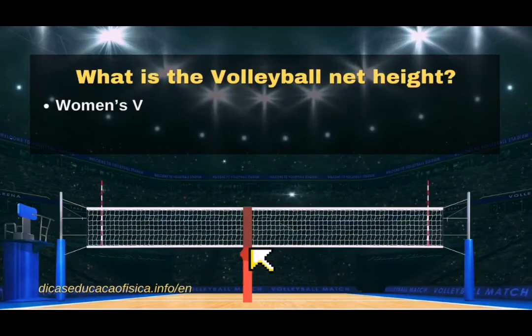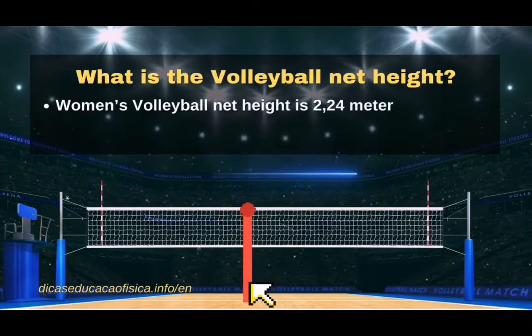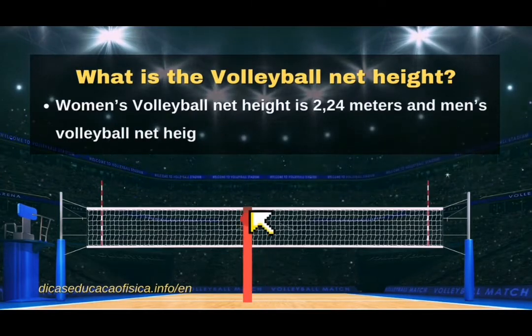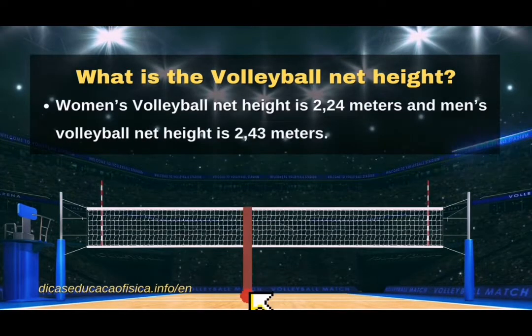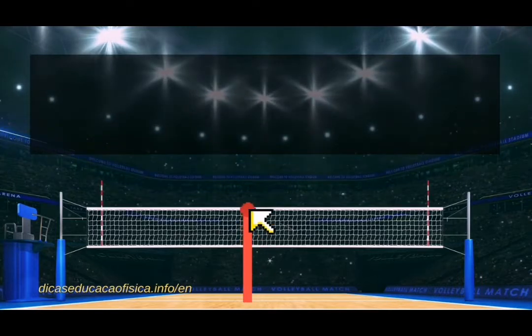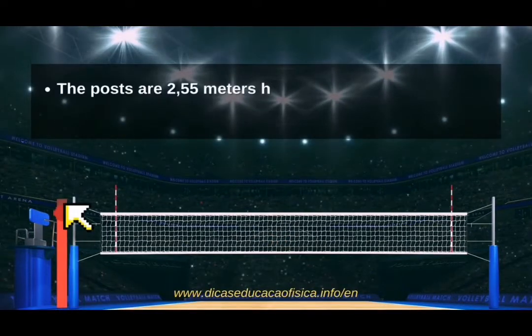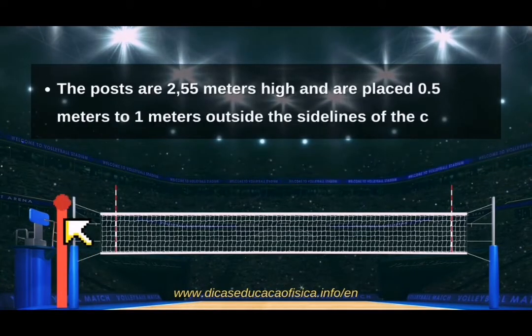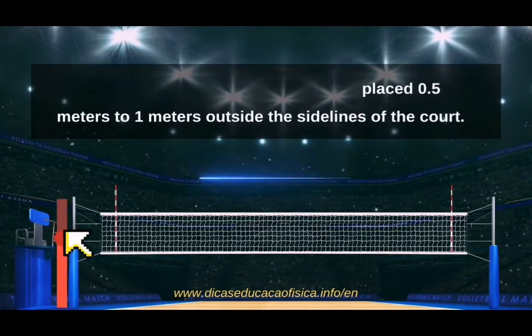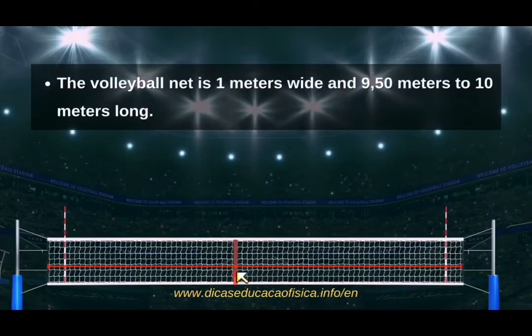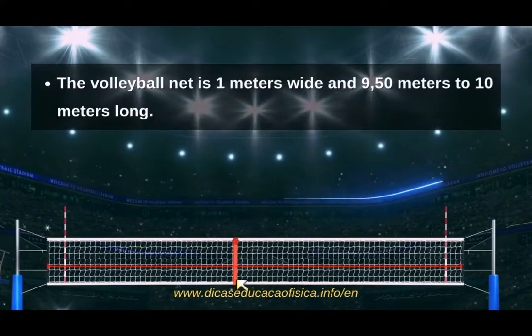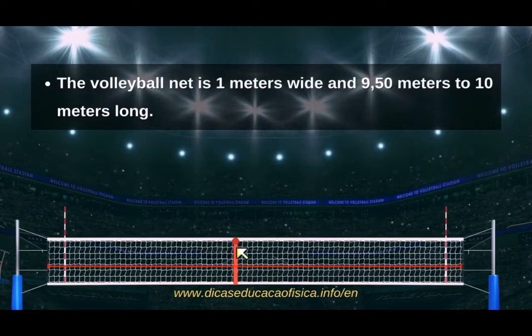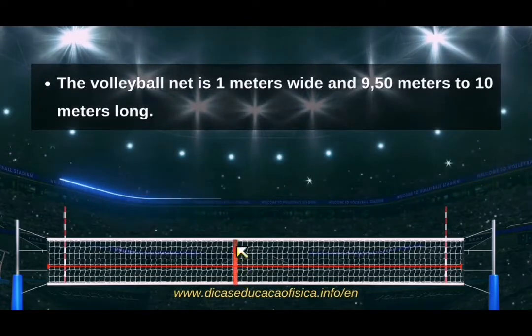What is the volleyball net height? The height of the women's volleyball net is 2.24 meters, 7.35 feet, and the height of the men's volleyball net is 2.43 meters, 7.97 feet. The posts are 2.55 meters, 8.35 feet, high and are placed 0.5 meters, 1.7 feet, to 1 meter, 3.3 feet, outside the sidelines of the court. The volleyball net is 1 meter, 3.3 feet, wide and 9.50 meters, 31.2 feet, to 10 meters, 32.8 feet long.